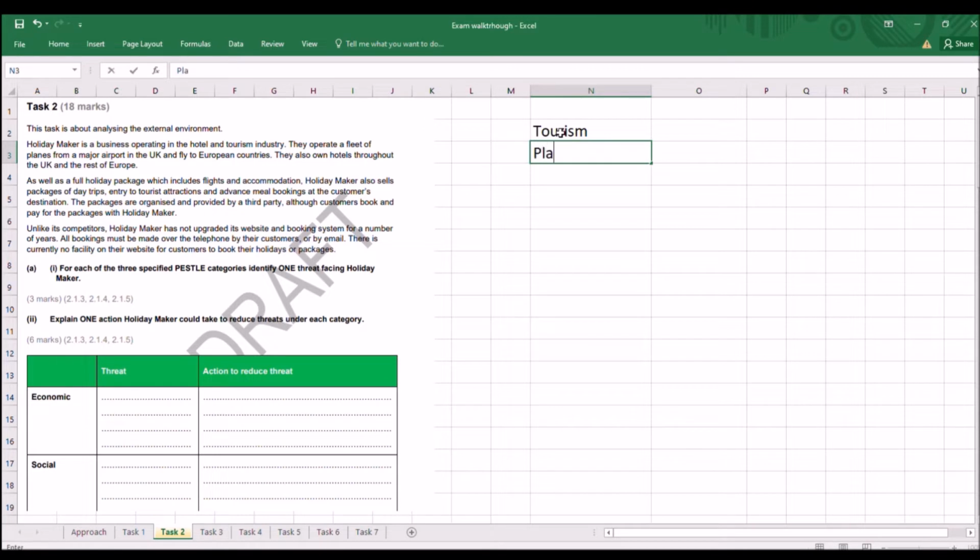They also operate a fleet of planes, and they're flying, and they also own hotels. Okay, right, so they also own hotels, and they've got planes, and so we're going to have fuel going on there, and we're going to have prices in dollars when we buy fuel, and then hotels throughout the UK and Europe. Okay, so we've got a lot of exchange rates going on here.